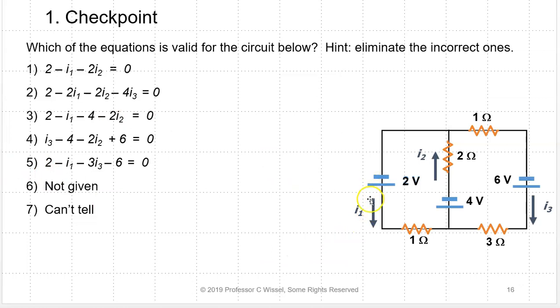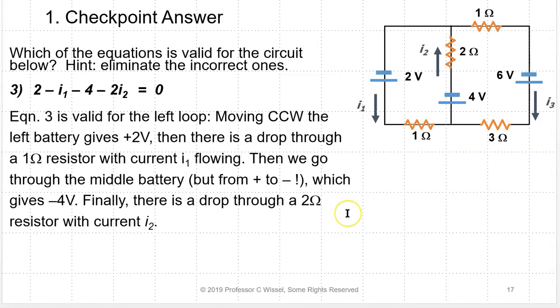Okay, 5. I'm going 2 minus I1, 3I3. Okay, minus 3. I'm going in the wrong direction there. That would be positive 3I3, so 5 is incorrect. So the correct answer to this one is 3. So equation 3 is valid for the left loop.